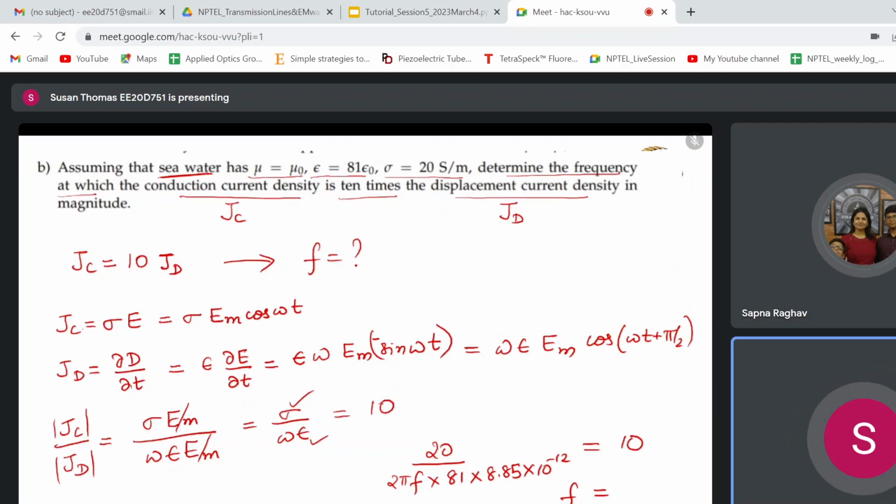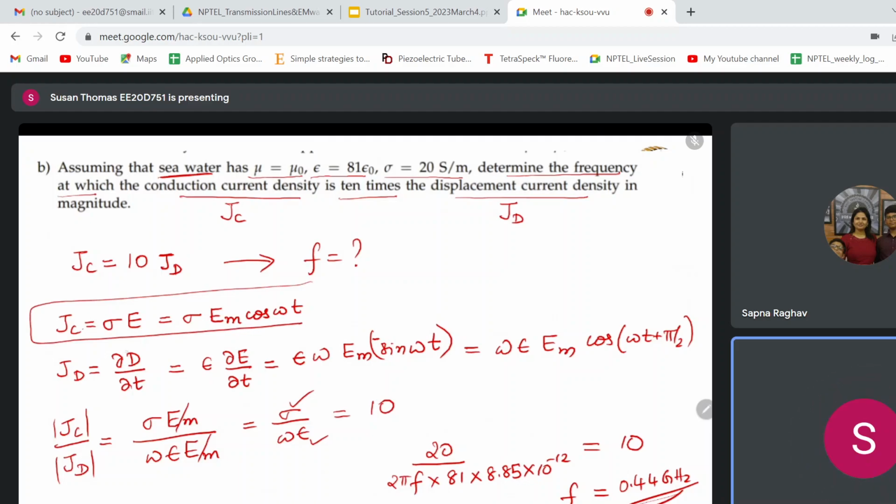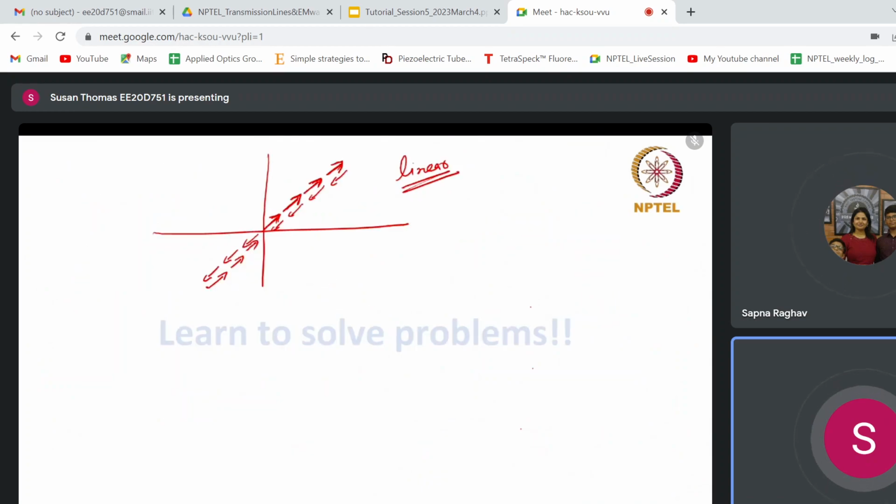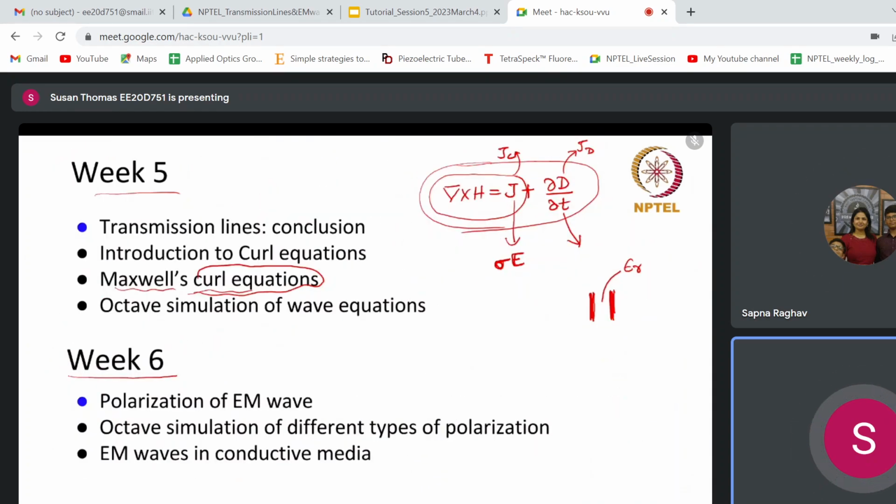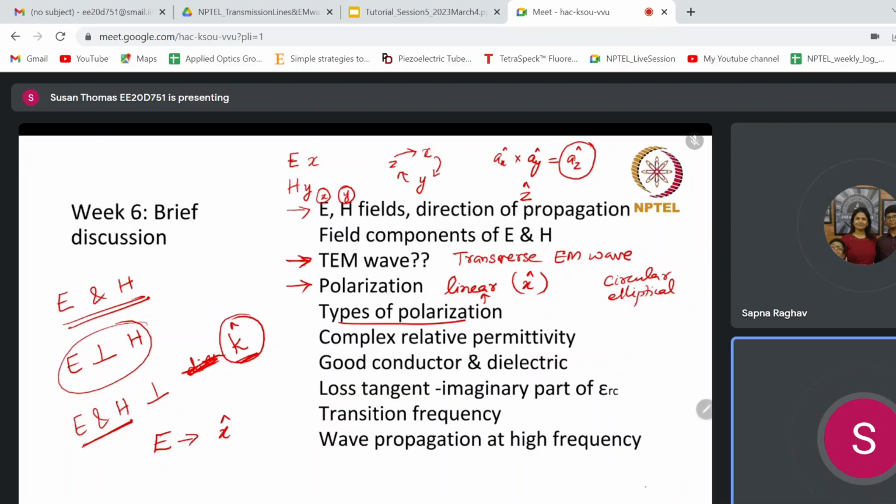Once you solve, you must be getting 0.44 gigahertz. The basic understanding is the fundamental relationship: JC is sigma E, JD is dou D by dou T. If you know that, just take the ratio and equate it to 10. That's all. Since we come across this terminology, I think I should discuss this part.